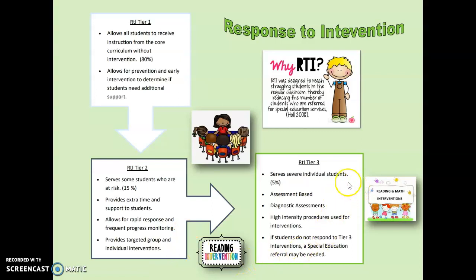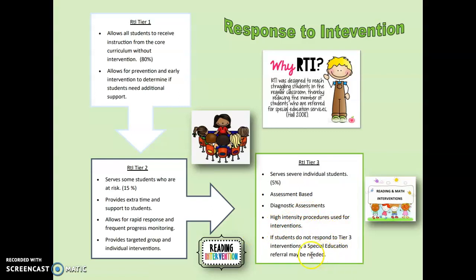Tier 3 is the least amount of students served. It's about 5% of the student population, and this is for the most severe students who really need intense intervention to be able to be on level where they need to be with their academics. And here they do diagnostic assessments. High intensity procedures are used for the interventions.